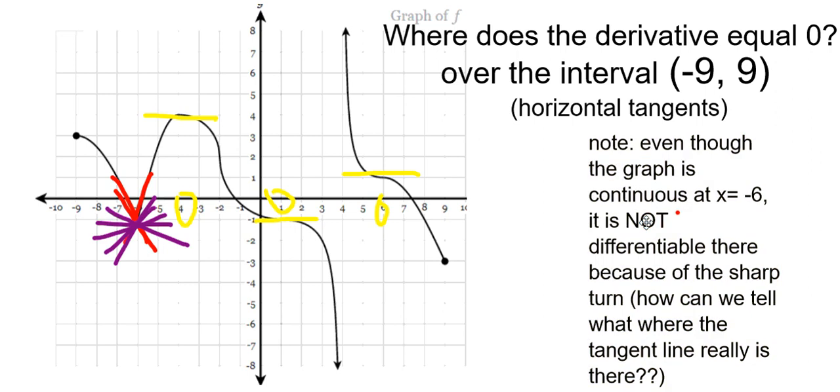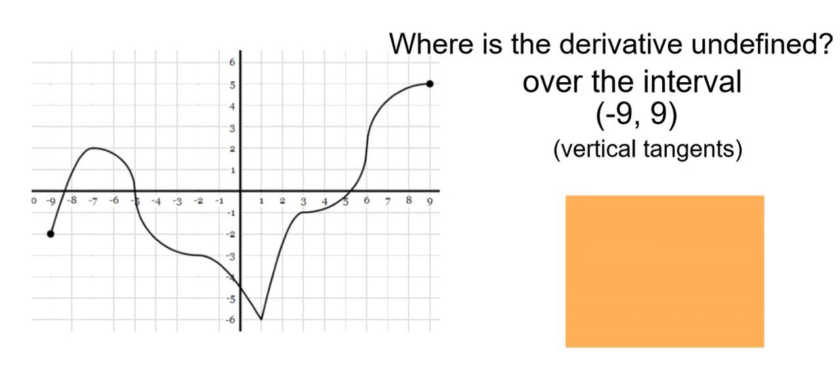All right, it's continuous at x equals -6, but it's not differentiable because of the sharp turn, right? And how can we tell? It could be any of those purple lines. It's a million different ones it could be. All right, where is the derivative undefined?